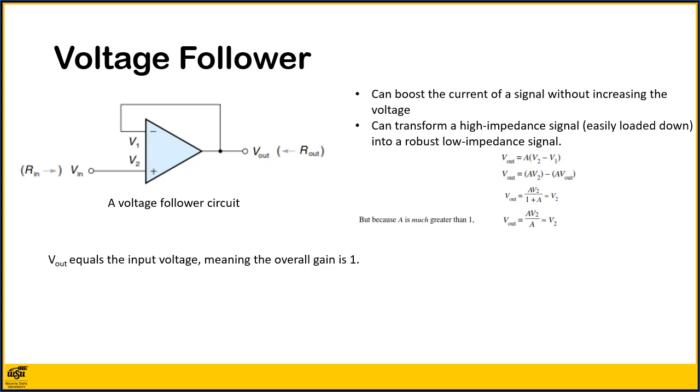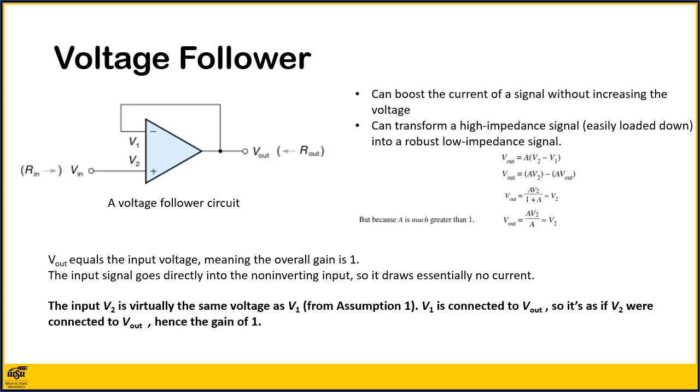We see that the output voltage V out equals the input voltage, meaning the overall gain is 1. We also notice that the actual input signal goes directly into the non-inverting input, so it draws essentially no current.